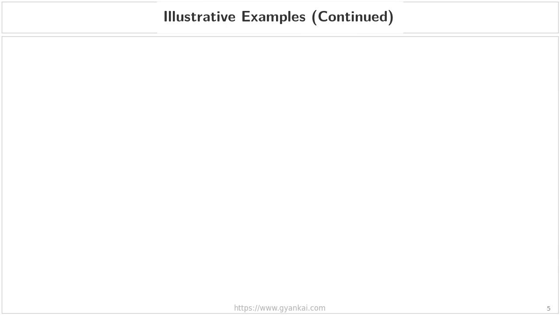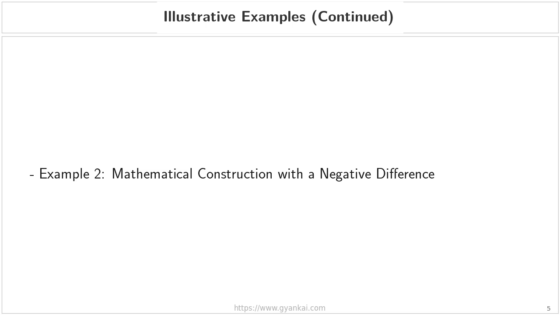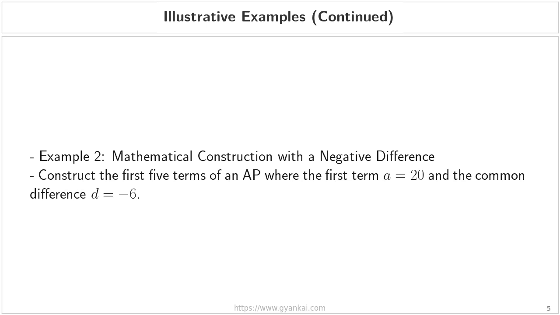Illustrative examples continued. Now that we have seen how an AP works with an increasing sequence in our savings example, let's look at a second example on this slide. This one is a bit more challenging because we are dealing with a negative difference, which will cause our sequence to decrease. Our goal here is to construct the first 5 terms of an arithmetic progression, where the first term, A, is equal to 20, and the common difference, D, is equal to -6.